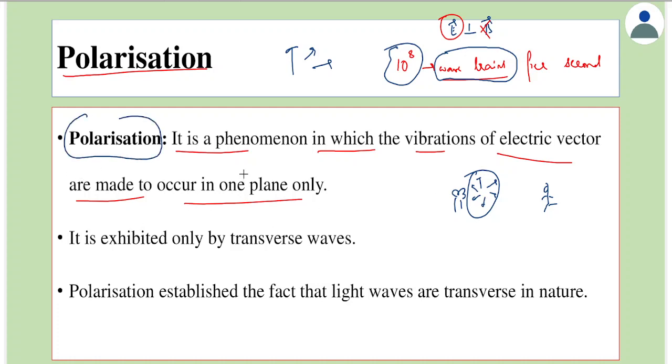So to recap, we can say it is a phenomenon in which the electric field vibrations are made to occur on only one plane. An important property here is that it is shown only by transverse waves.